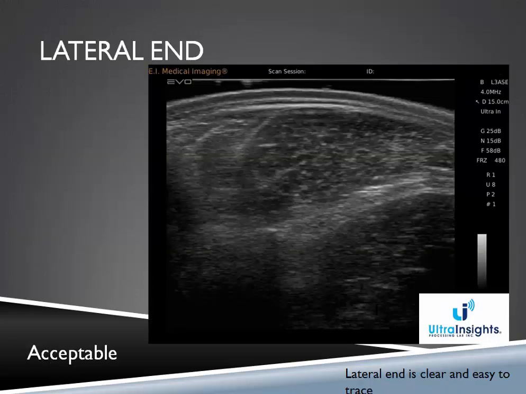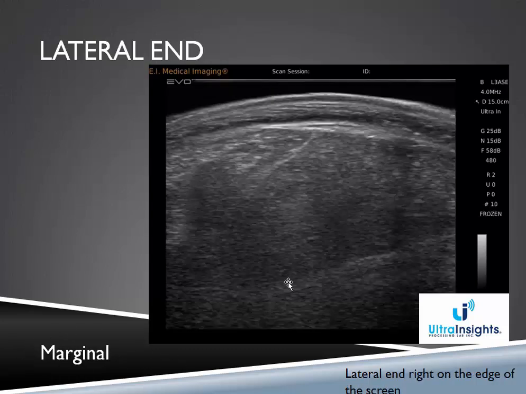So let's talk about lateral end. So again, we've got a good image, all the landmarks are there, easy to interpret, acceptable. Here's an example of an image that I would call marginal, and it's because of this lateral end. Now this is a higher marbling animal, and the higher marbling animals tend to have less definition on the outside of the ribeye area, but I don't have much question where I would draw this image until I get over in here. And then the lateral end is right on the edge of the screen.